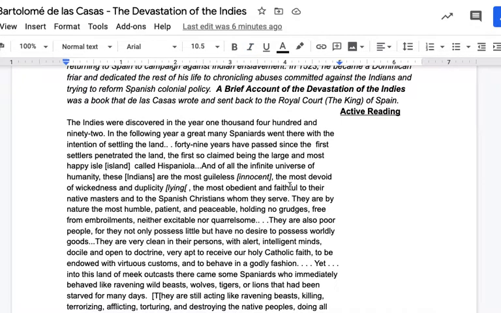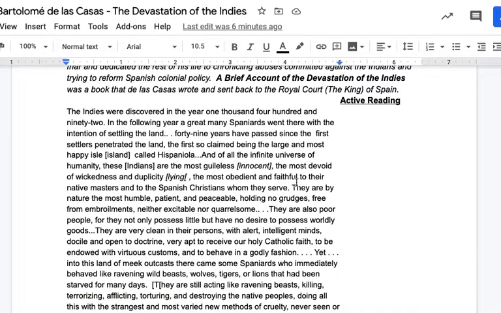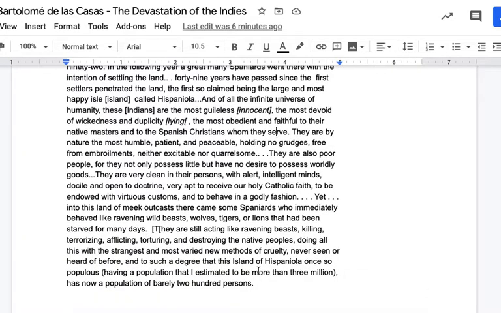They're obedient and faithful to the Spanish Christians whom they serve. Let's see if he continues in this vein. They are by nature, they being the Indians, the most humble, patient, and peaceable, holding no grudges, free from embroilments, neither excitable nor quarrelsome. Wow. So not only are they faithful and innocent and never lie, they never fight, they never quarrel.